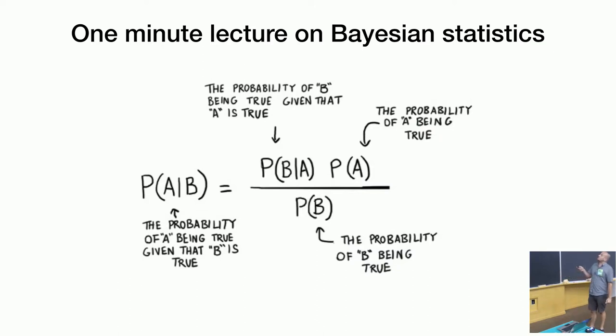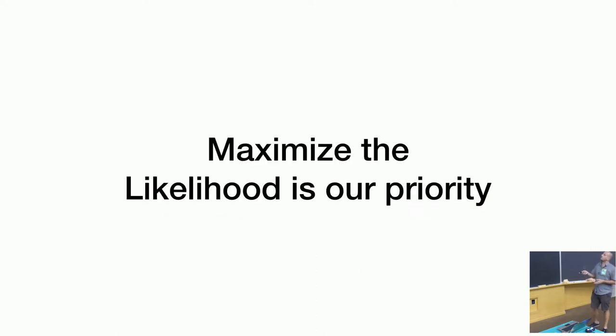Usually we set this uniform, equal to 1, and what we want is to find the model that best fits the data. So we want the probability of the model given the data to be as maximum as possible. So what we want to do is maximize the posterior. In order to do this, we have to maximize the likelihood. Maximizing the likelihood is our priority, and it should be as large as possible.